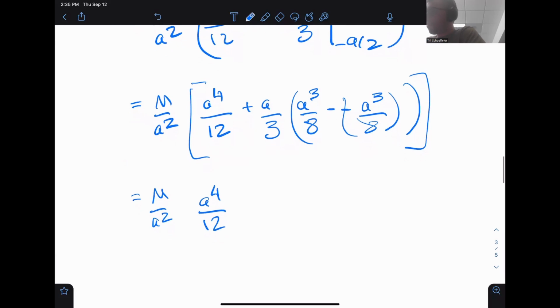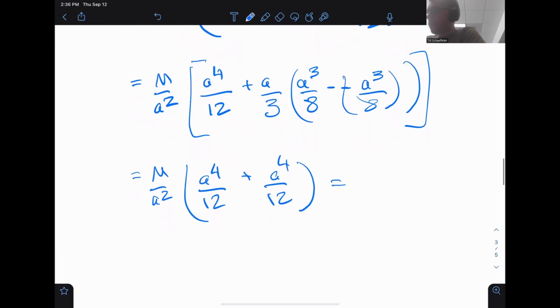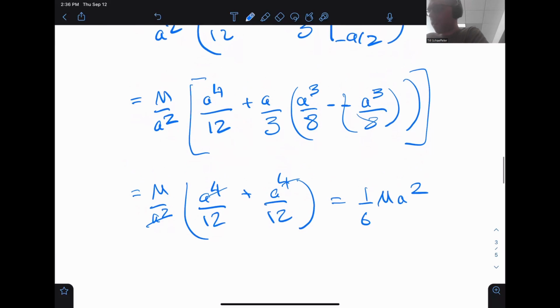1/8 plus 1/8 is 1/4, times 3 is going to give a to the 4th over 12. Cancel out these here. 1/12 plus 1/12 is 1/6. So this is equal to 1/6 m times a squared, which is equal to Ixx.